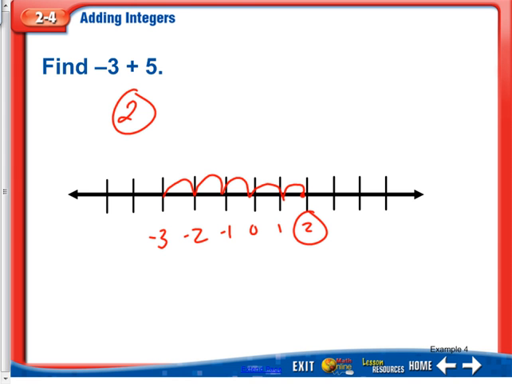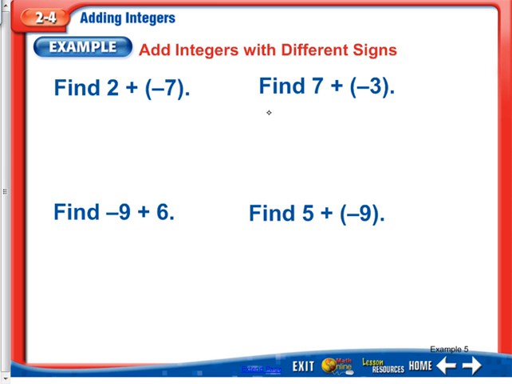So you can use a number line if you want to, or you can think about it like money. Or you could say, well, the 5 is a greater absolute value, so I know the answer is going to be positive, and then 5 minus 3 is 2. So there again, a couple different ways to think about it.